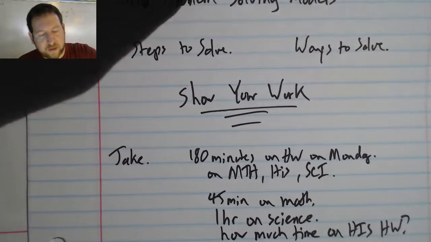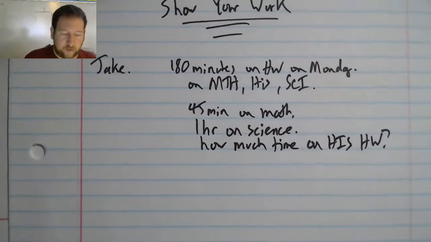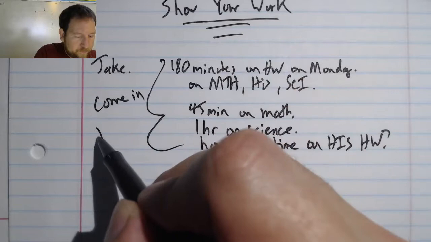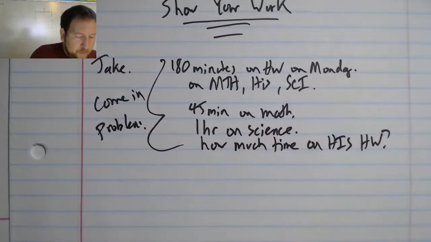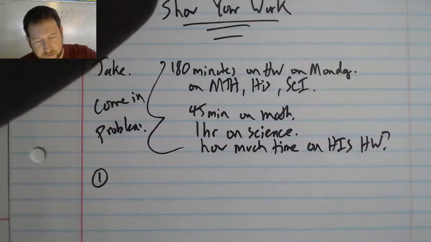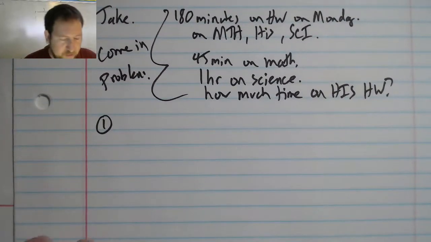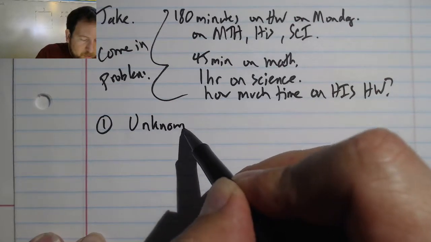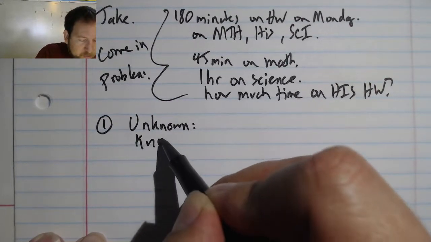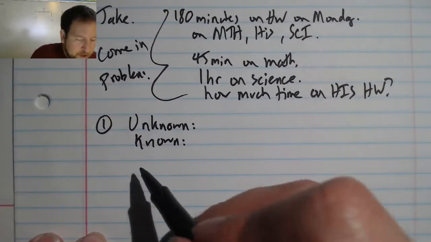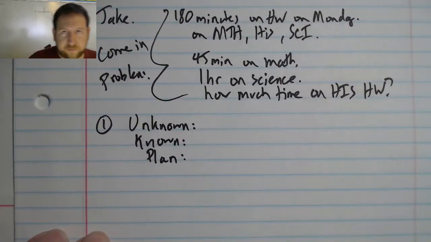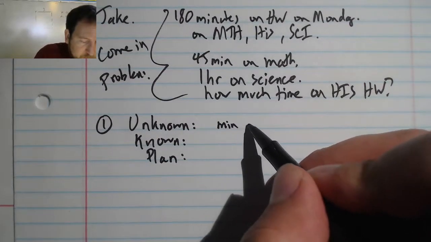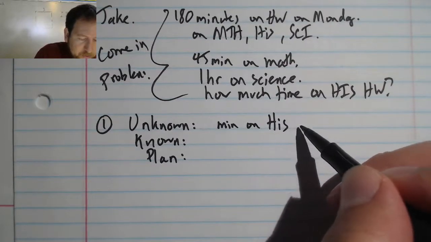All right, so the first thing that we're going to need to write out when we're solving this. So this I don't need to actually write because this will come in the problem. But when I put my little number 1, when I'm solving this, let me move this up a little bit so I have a little bit more space. I need to answer these 3 questions. I need to write my unknown. I need to write my knowns. And I need to write my plan. Okay? So my unknown in this case is the minutes on history homework.